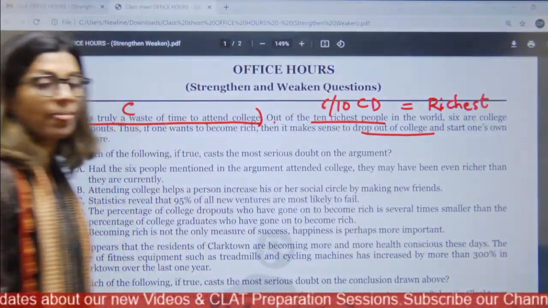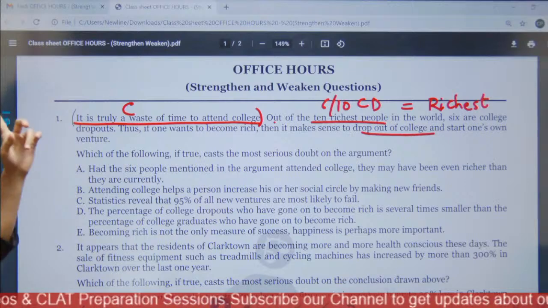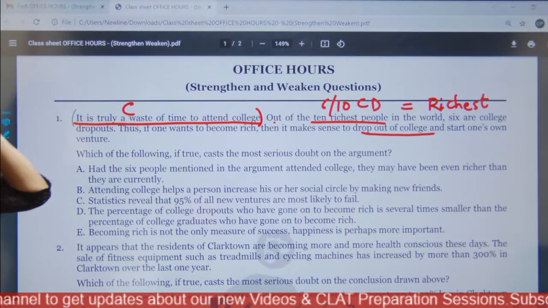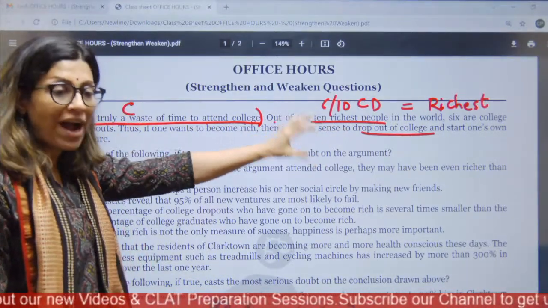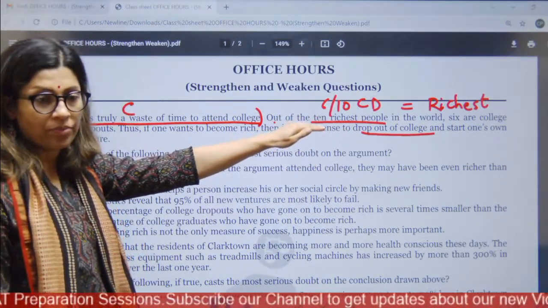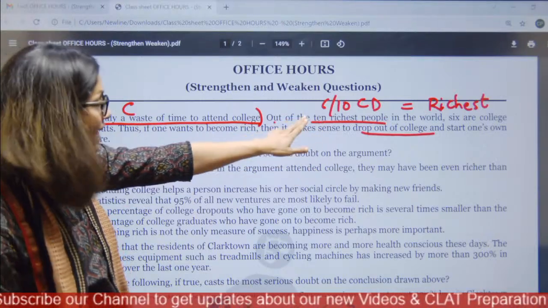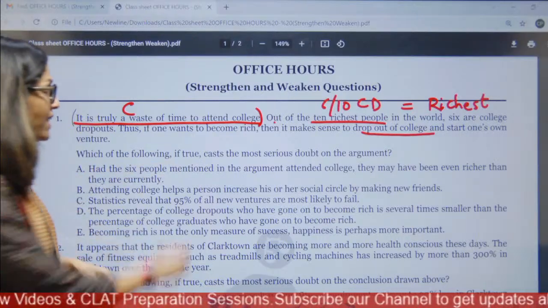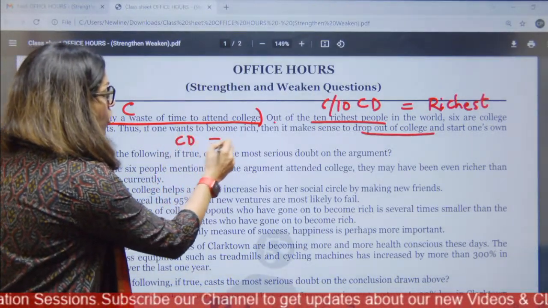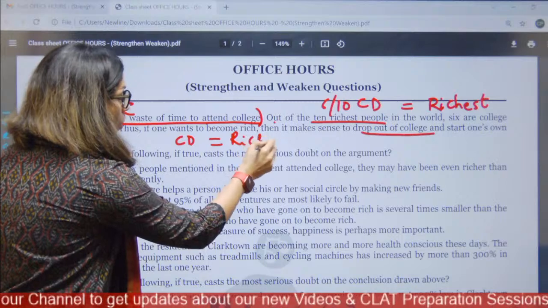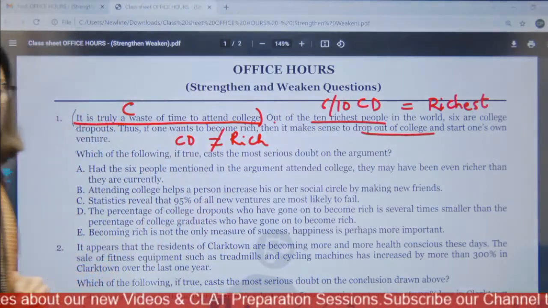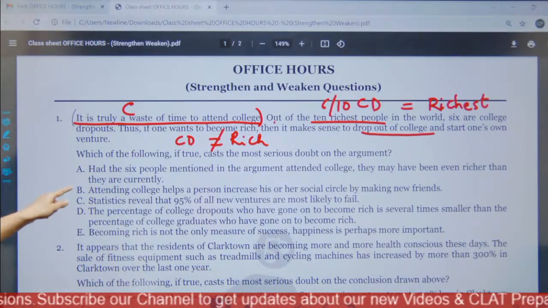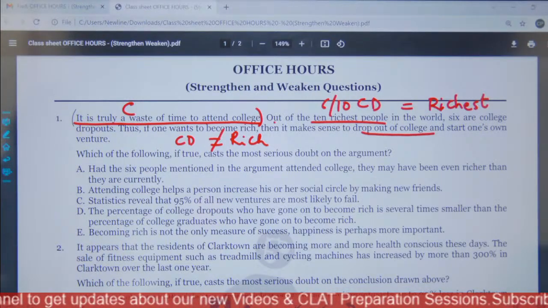Always remember that the premise data has to be taken to be true. So now the author has tried to make a compelling argument that because the majority of the richest are college dropouts, that means dropping out of college would result in your becoming rich. Now we have to challenge this. We have to challenge this relationship. Right? So let's see which option is doing that.